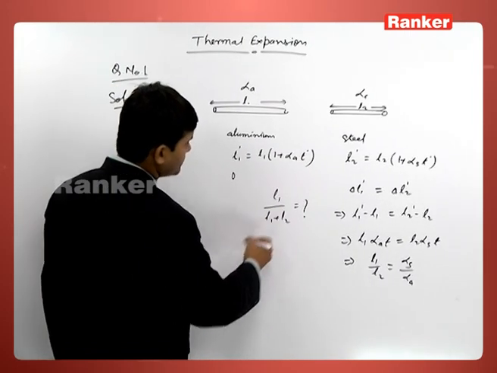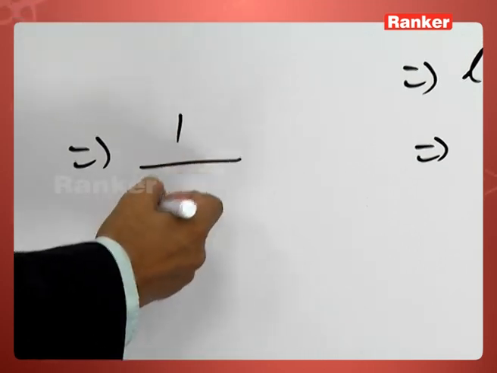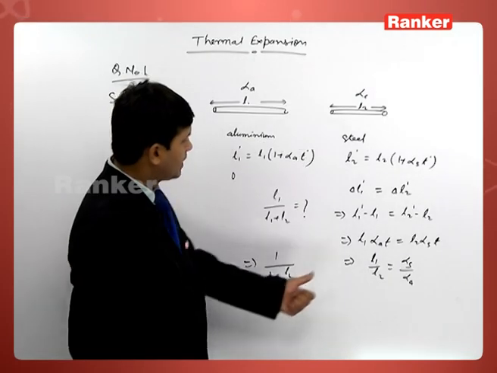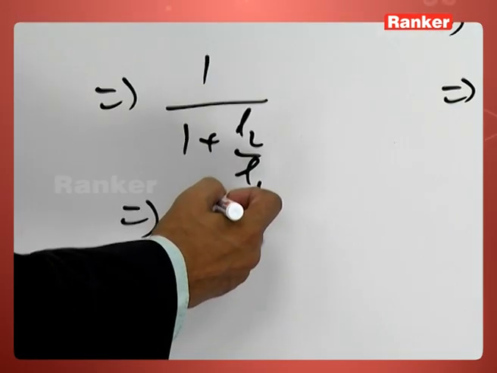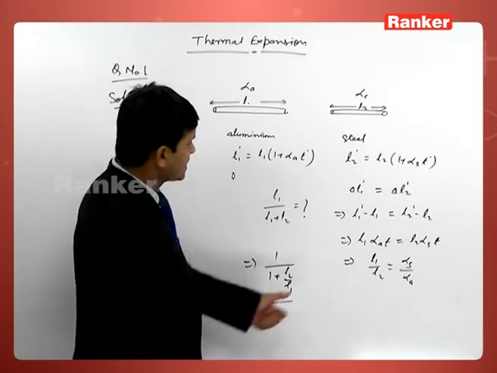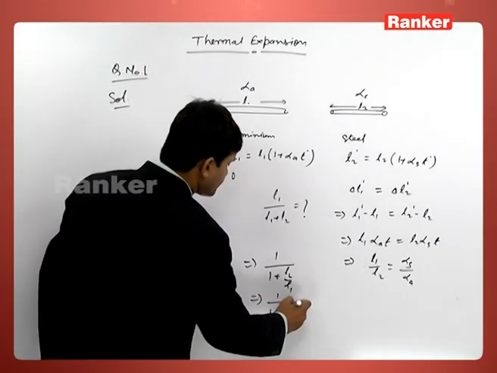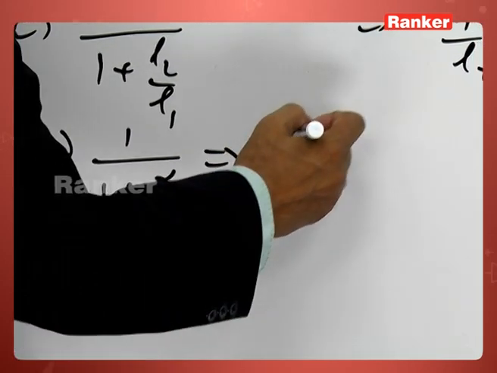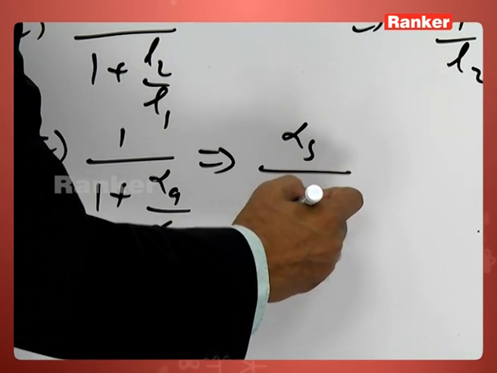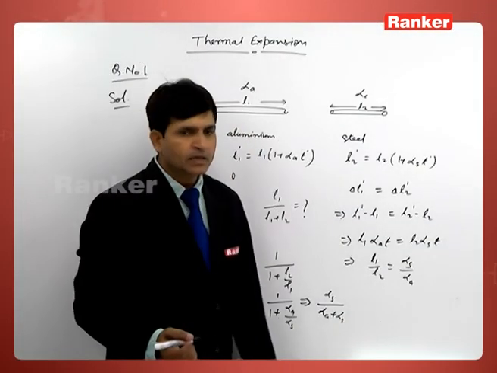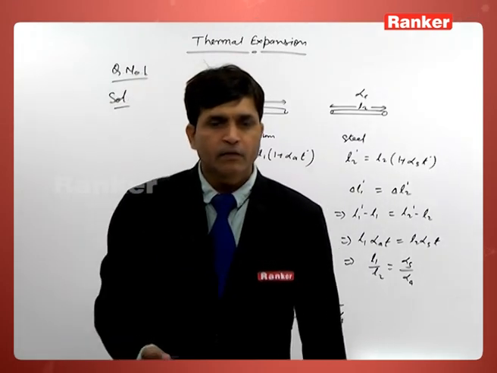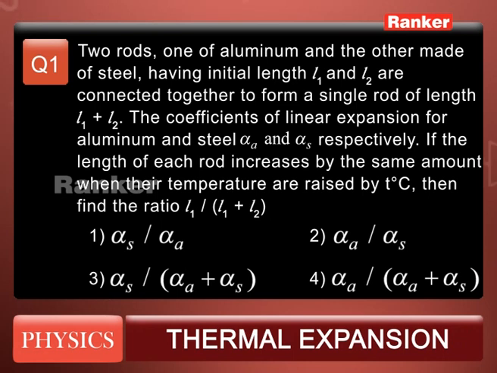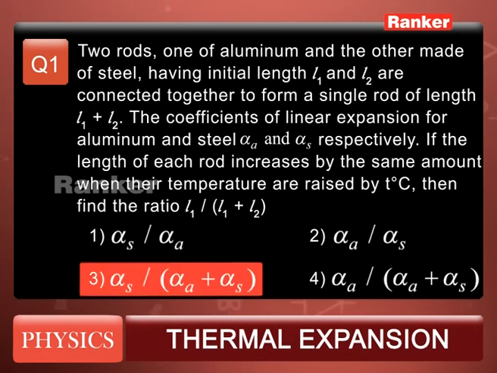So from here, that can be written as 1 by 1 plus L2 by L1, and L2 by L1 you can write from here as alpha A by alpha S. So this is alpha S by alpha A plus alpha S. So this is our answer. So option number 3 is the correct option. Hence the correct answer is number 3.